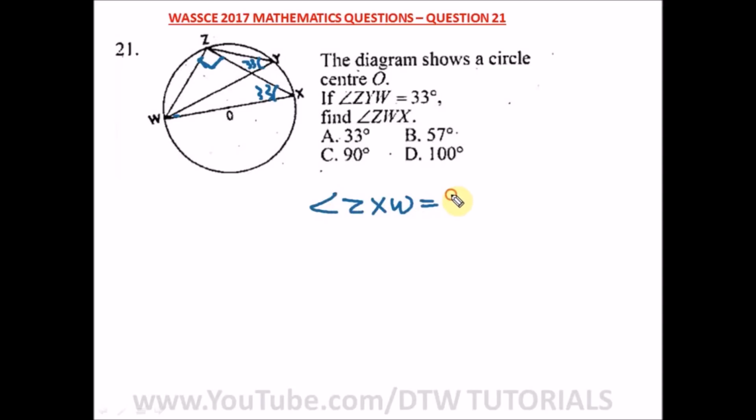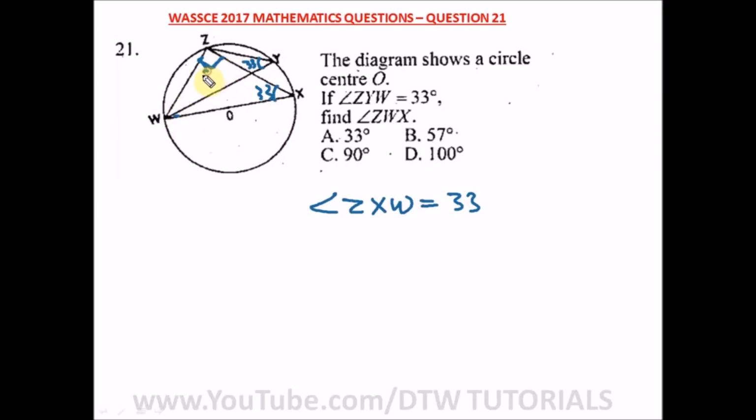ZXW will be equal to what? 33. Why is it so? Because angles in the same segment are equal. So these two angles are in the same segment. That's why it is equal to 33. So from here, it is very easy for us to get W.